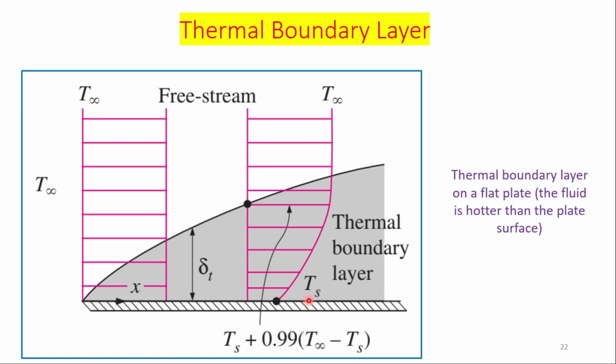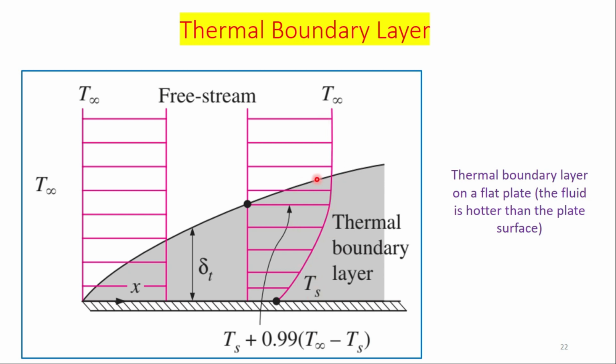So this is the x direction and this is the y direction. There will be a distribution of energy in the y direction. So what will happen? Heat will be transferred from the higher temperature to the lower temperature. So the temperature profile will develop in the flow field that ranges from this Ts, the surface temperature of the flat plate, to T infinity, which is the fluid temperature far away from the flat plate.